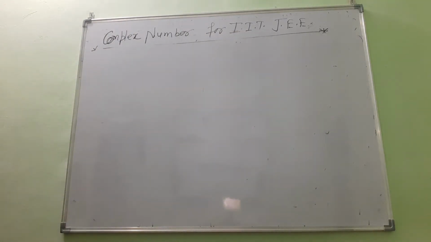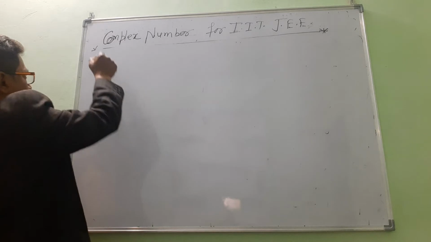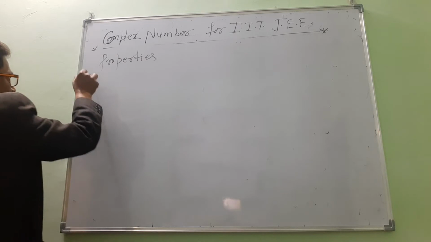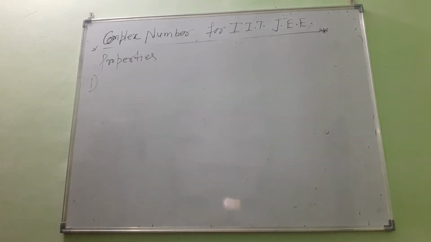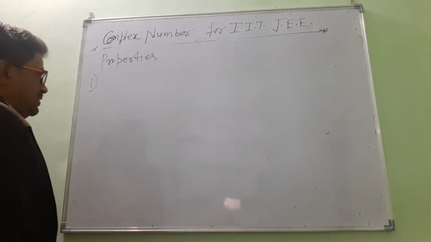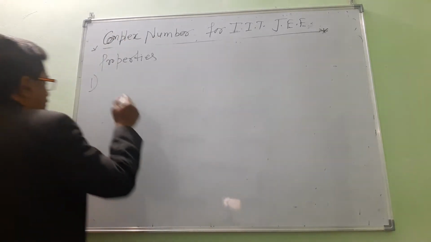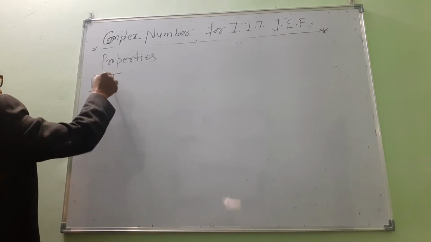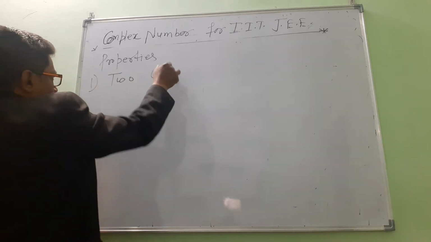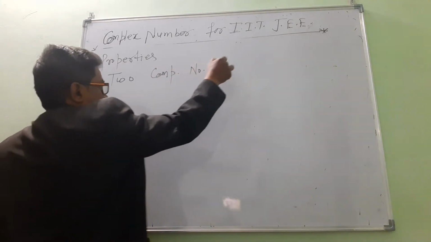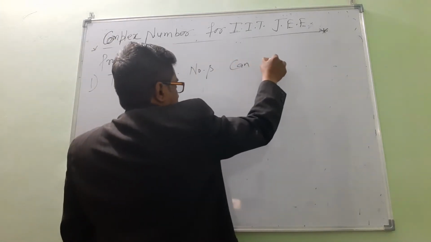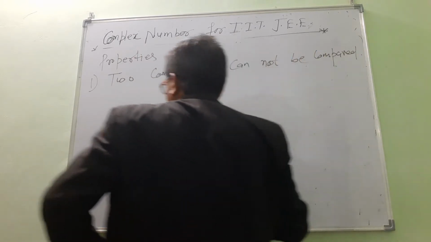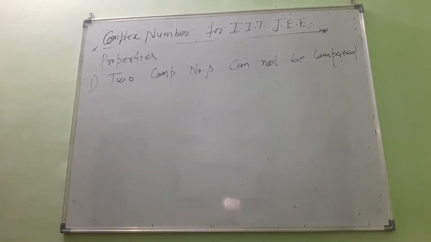Now I will take some properties of complex numbers. Property number 1: two complex numbers cannot be compared.